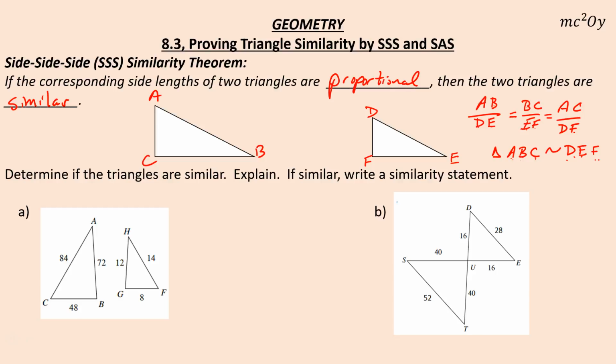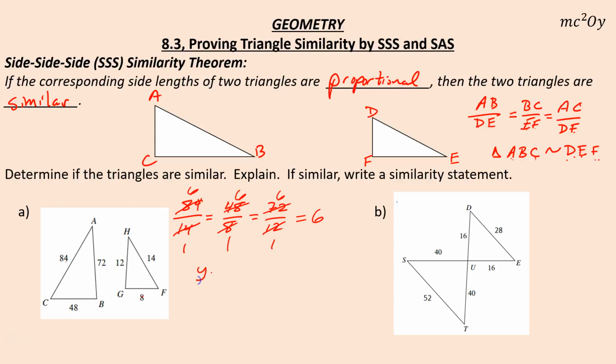All right, so the first thing you have to do is look at the triangles. I'm looking at the longest side, so 84 would have to be to 14 when we compare those, as, let's see, the shortest side, 48 to 8. And then the remaining side, 72 to 12. So if all those reduce to the same numbers, then we're good to go. So 84/14 reduces to 6 over 1. 48/8 reduces to 6 over 1. And 72/12 also reduces to 6 over 1. Or if you divide them all, you get 6.